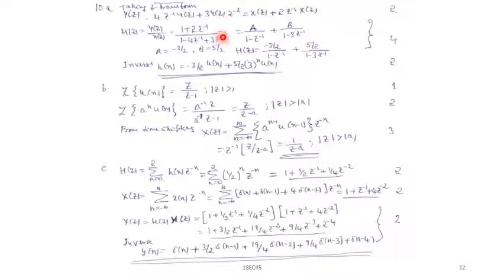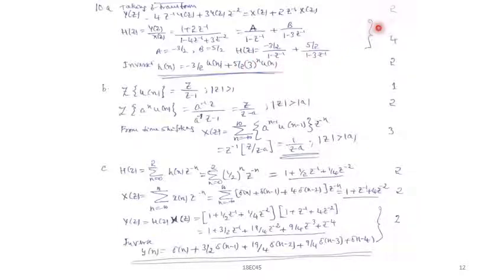Again, to find out the impulse response, you have to apply the inverse Z transform, and here also you can apply the partial fraction method directly, because the order of the numerator is 1 and the order of the denominator is 2. With the partial fraction method, find out the values of A and B, then take the inverse Z transform. This is a causal system, so both are right-sided sequences.